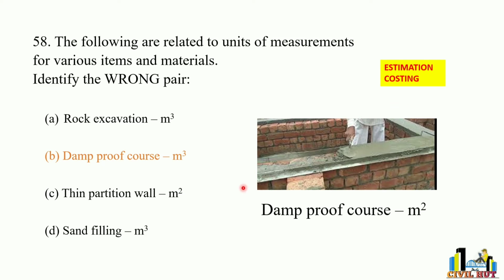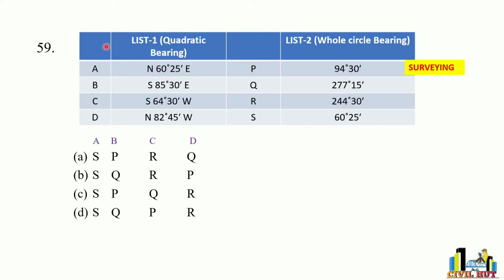Next question is the 59th question. This is from surveying. List 1 is quadrantal bearing, list 2 is whole circle bearing. A. North 60 degrees 25 minutes east. B. South 85 degrees 30 minutes east. C. South 64 degrees 30 minutes west. D. North 82 degrees 45 minutes west.